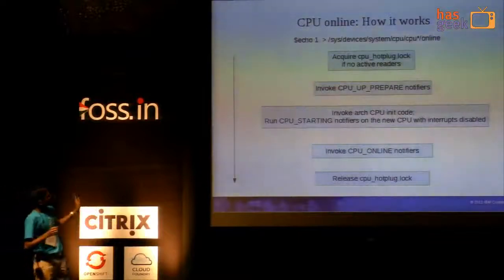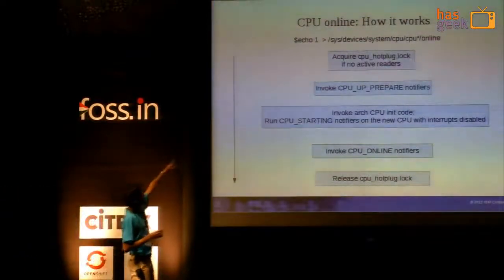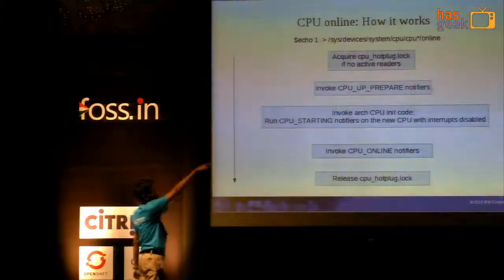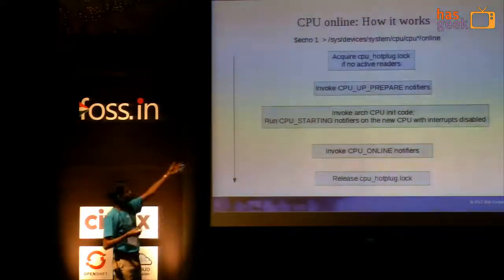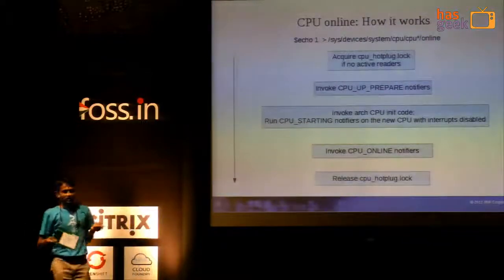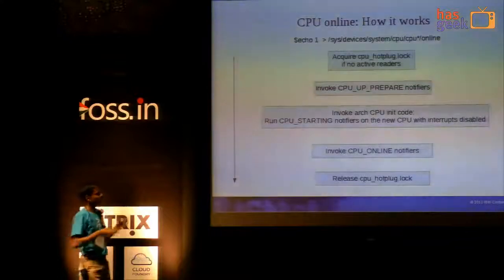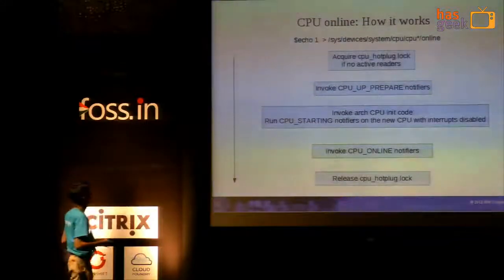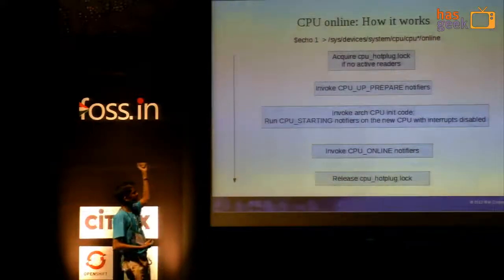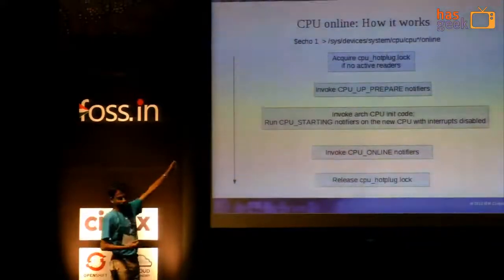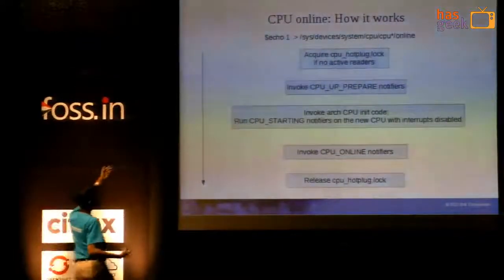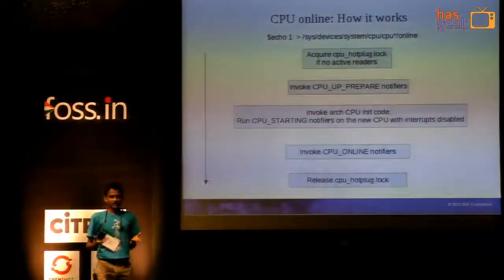So this is a block diagram of online and offline. That is the file, sys devices system CPU, and for each CPU I'll have that online file. If you echo 1 to that, it will come online. If you echo 0 to that, it will go offline. You can try this on your laptops, and you can use dmesg to see the kernel messages. So what happens? This is the hot plug writer, because he is going to do the hot plug operation. It will acquire the hot plug lock only if active readers are not there, because of this reader-writer synchronization. Then, as I said, everything is driven by callbacks and notifications.